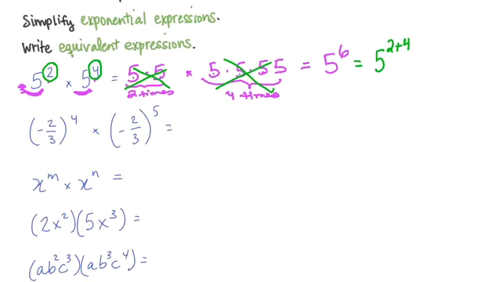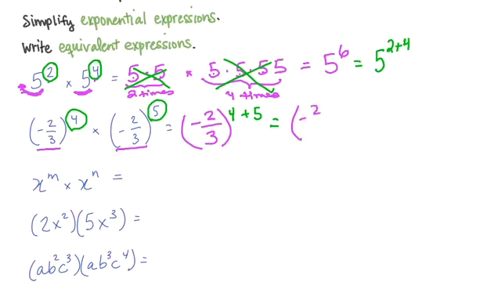So let's go ahead and try to apply that law in the next problem. We have negative 2/3 raised to the power of 4, and we have the same base here, negative 2/3 raised to the power of 5. And so if I apply this law of exponents that I just learned, my base, because it's the same, negative 2/3, I'm going to grab these exponents and add them. So we have 4 plus 5, and that gives me an equivalent expression of negative 2/3 to the 9th power.